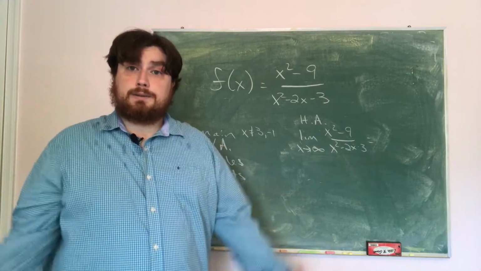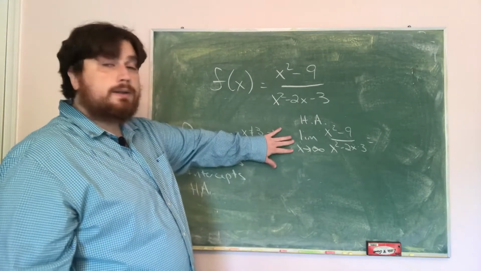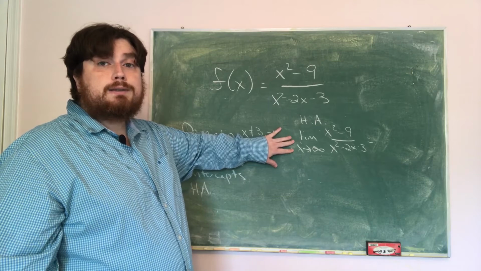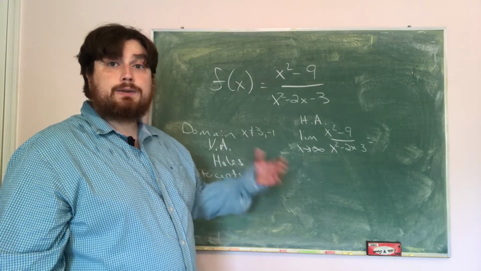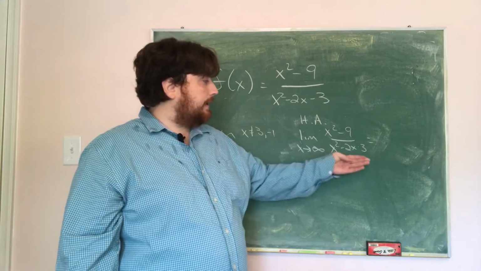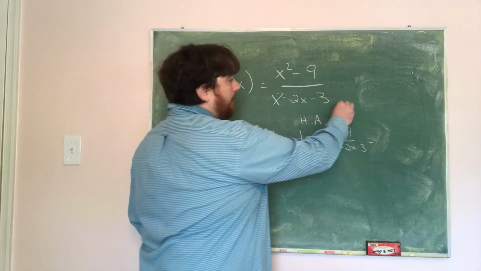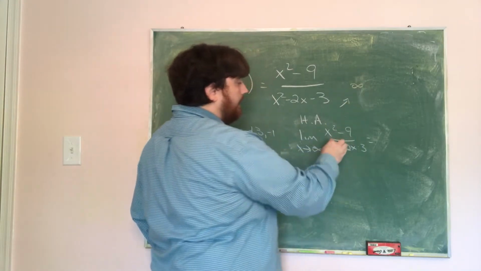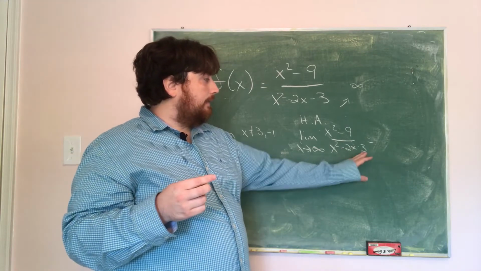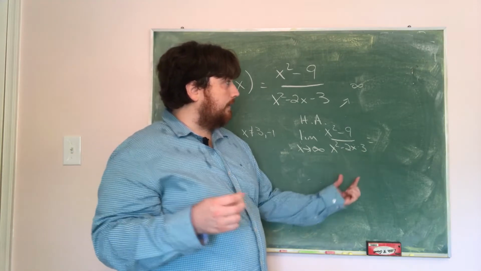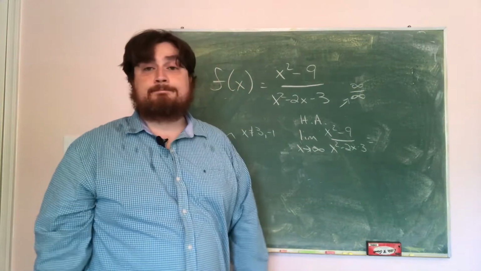So the next thing we need to do is find if there's any horizontal asymptotes. So what we're going to do here is find the end behavior, or what is the limit as x goes towards infinity or negative infinity. We'll start off with the limit as x goes towards infinity of x squared minus 9 over x squared minus 2x minus 3. If we look at this, we end up with infinity squared is infinity minus 9, over infinity squared minus infinity, but a smaller infinity, minus 3. Well, we end up with infinity over infinity.